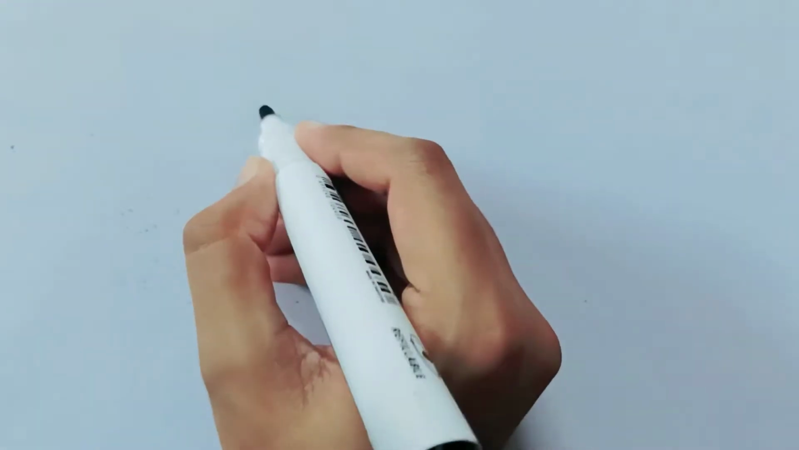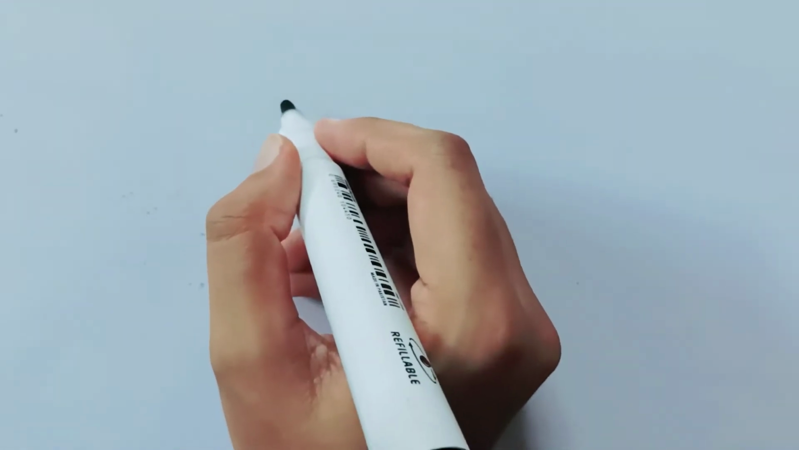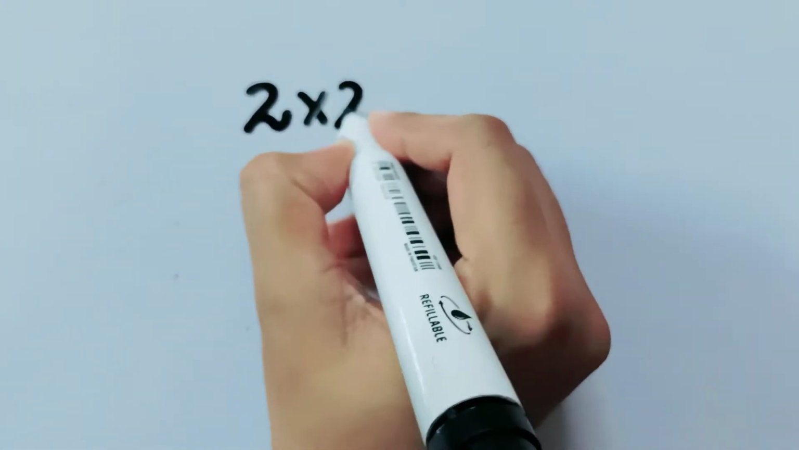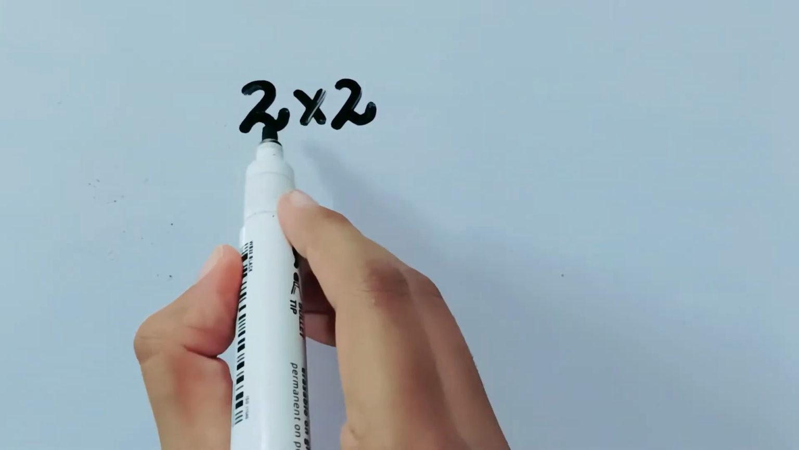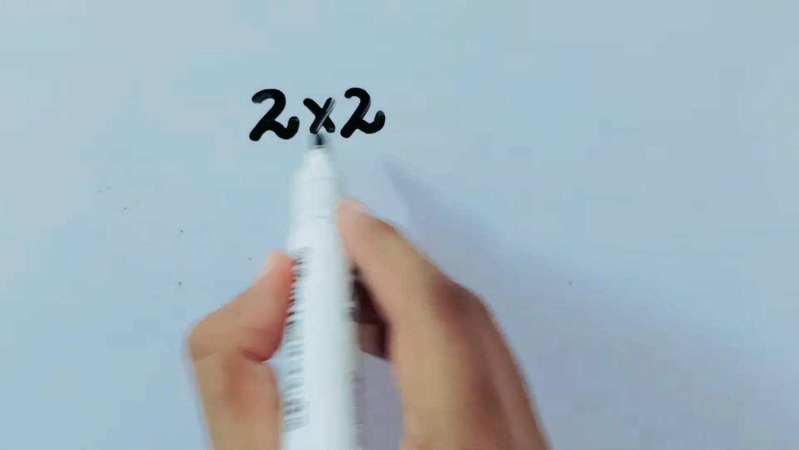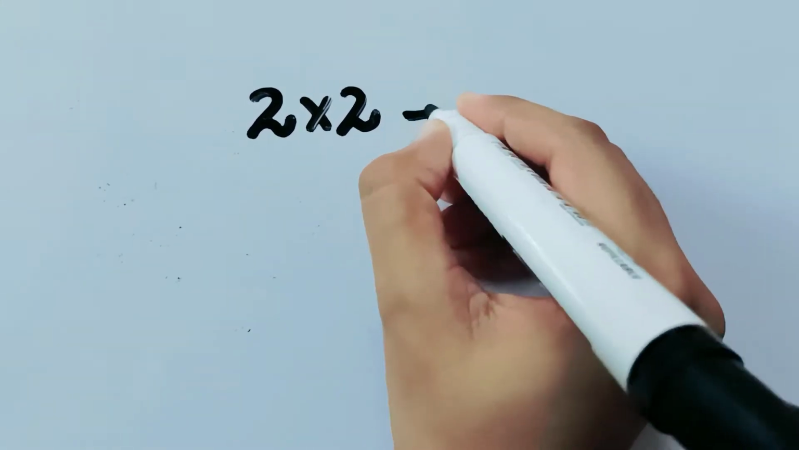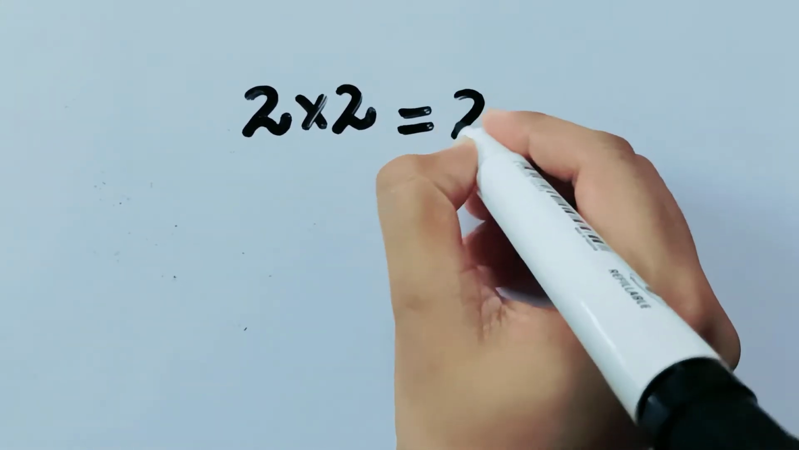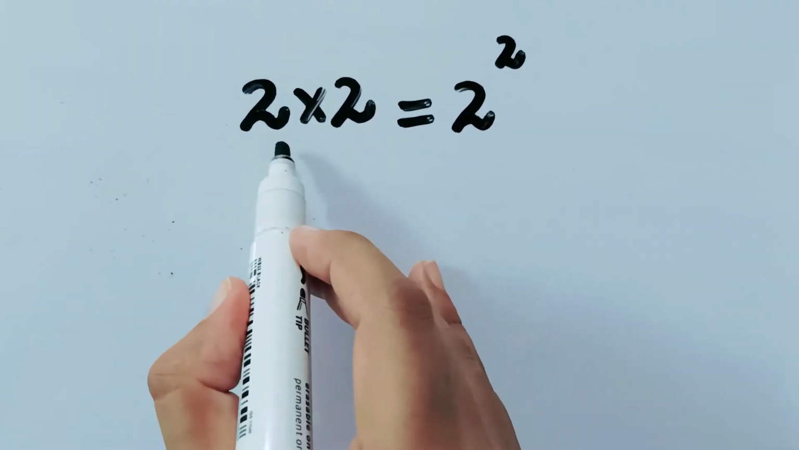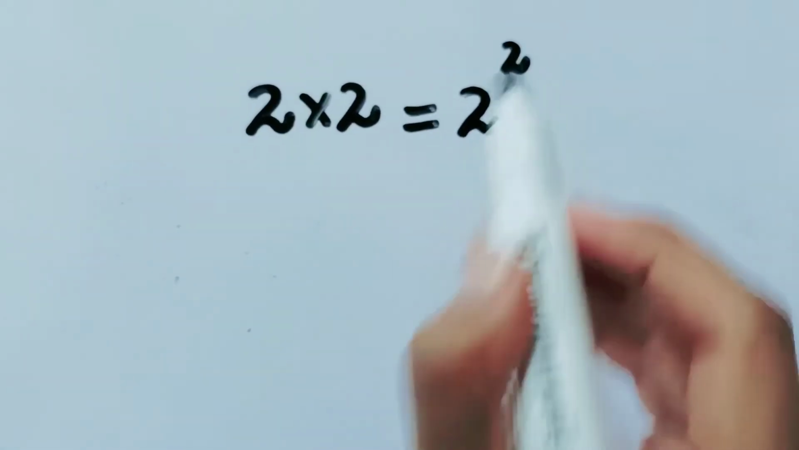If we multiply any number by itself, it doesn't matter how many times. For example, we are going to multiply 2 by 2. It means here you can see 2 is multiplied by 2. 2 is 2 times, so it will be equal to 2 raised to power 2. 2 is 2 times, so its power is 2.